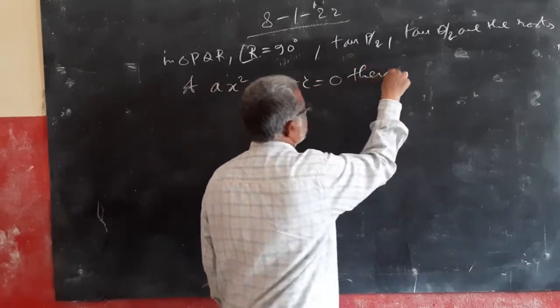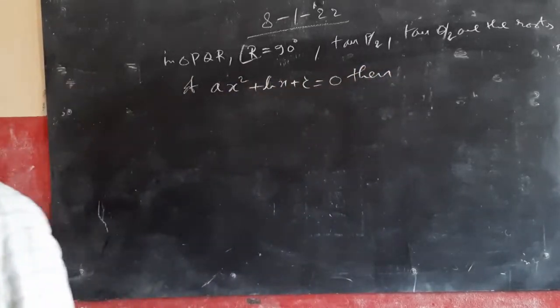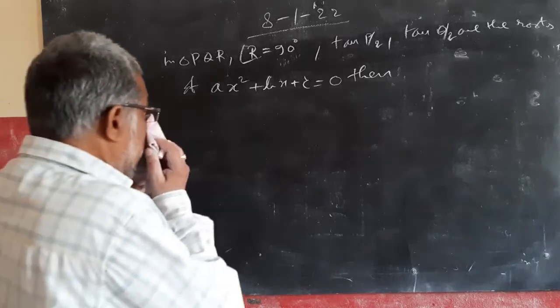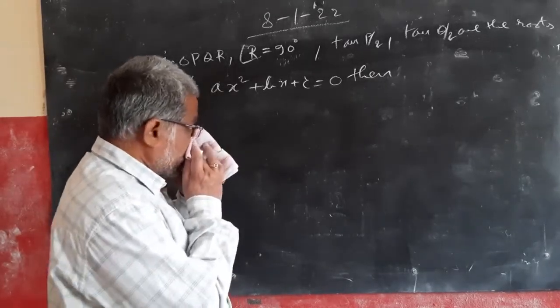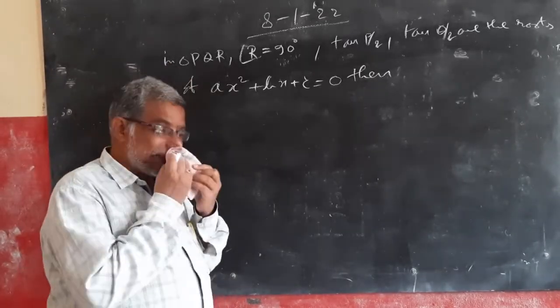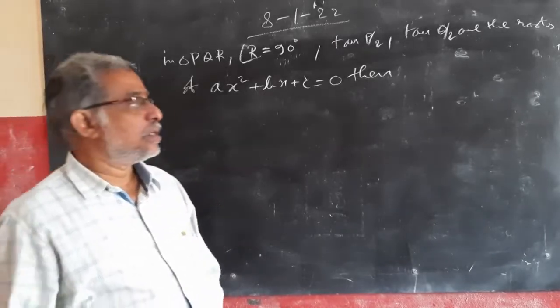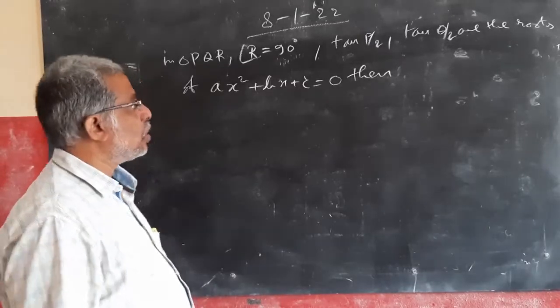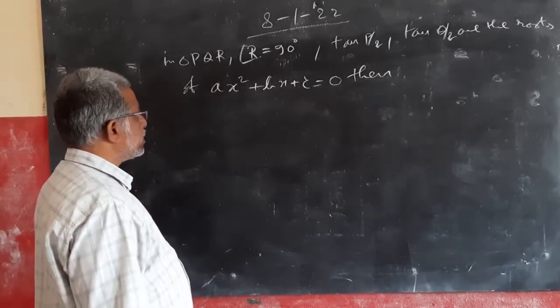Then it is asking, first option a plus b equal to c, second option b plus c equal to a, third option a plus c equal to b, fourth option b equal to c. So what is the relation between a, b, c we can say? According to the options, it is asking about the relation between a, b, c. So which option is the correct option?